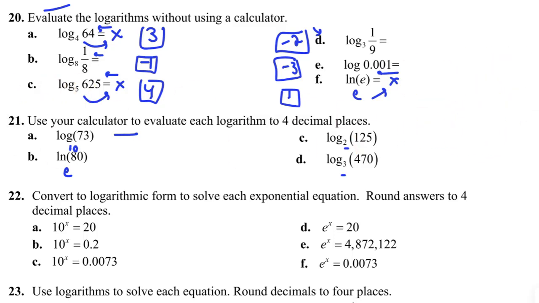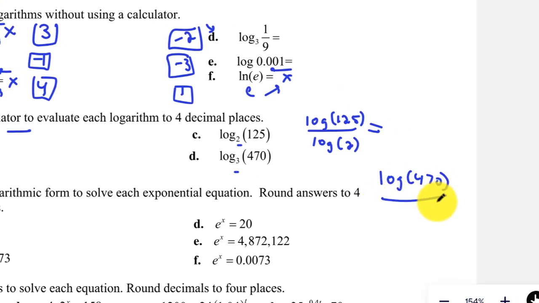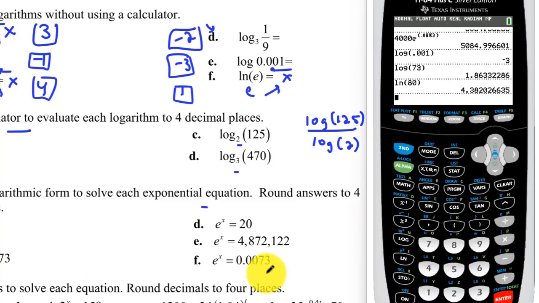So for letters C and D, I would just perform this calculation. Log 125 over log 2, right? That's the change of base formula. And letter D would be the same thing, right? Log 470 over log 3. All right, so I'll enter both of those into my calculator.